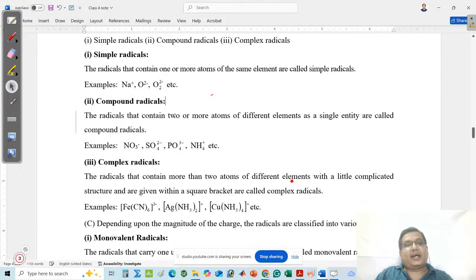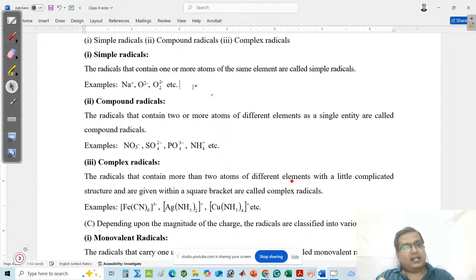If we compare, look at that. If you think about sodium, it is the Na plus radical. It is made by only one kind of atom and one atom. It is made by atoms of the same element, that is sodium. Here you can think of O2 2 minus. It is made by two atoms, and the two atoms belong to the oxygen element. That means they belong to the same element.